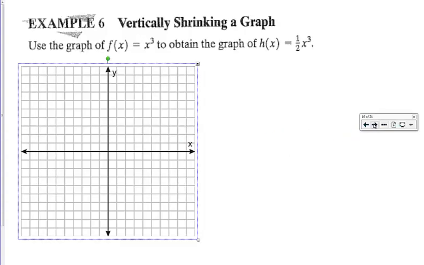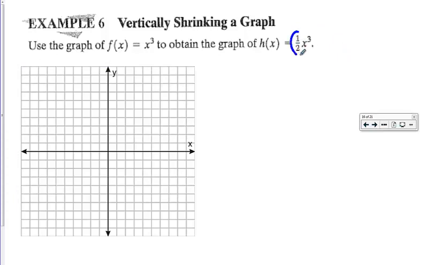Hopefully you do. So use the graph of f of x equals x cubed to obtain the graph of h of x equals 1/2 of x cubed. So first of all, this is c, not x, and it is between 0 and 1. Okay, so that means it's going to be a shrink. So it's smashing it down. So the parent function for this one goes through (-2, -8), (0, 0), and (2, 8). So it looks like this.